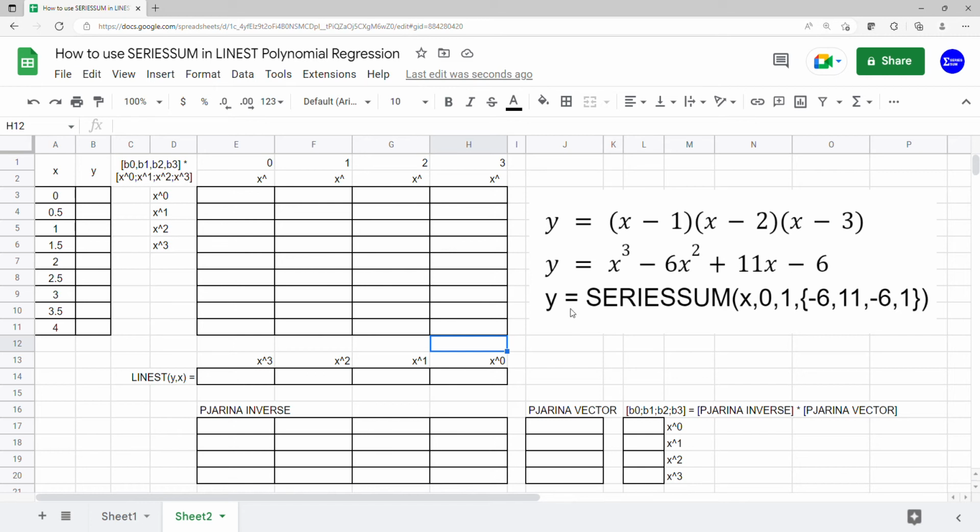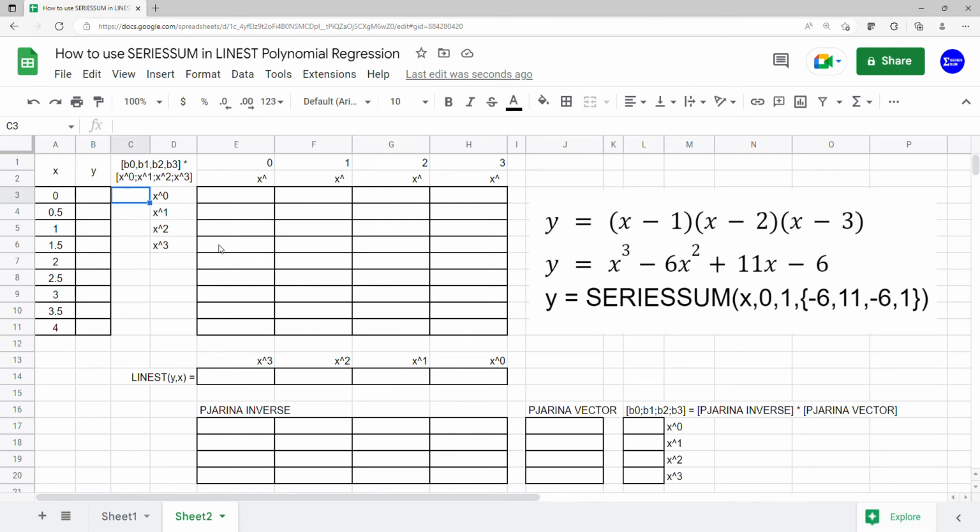In the spreadsheet format, it is y equals the SERIESSUM of the x values raised to the power 0 incremented by 1. And the coefficients, starting from minus 6 is the coefficient of x to the 0, 11 the coefficient of x, minus 6 the coefficient of x squared, and 1 the coefficient of x cubed. So we copy these coefficients.